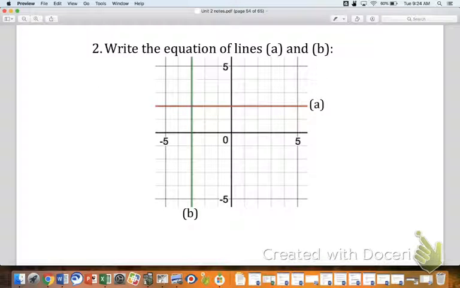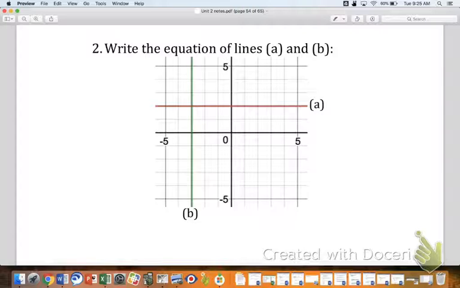Number 2 says, notice it doesn't specify slope-intercept form. It just says write the equations of lines A and B. Ready to go. Remember last time I gave you some really similar looking lines and I said, what is the slope of those lines? Here I'm asking, what's the equation? So, same kind of lines, different question.